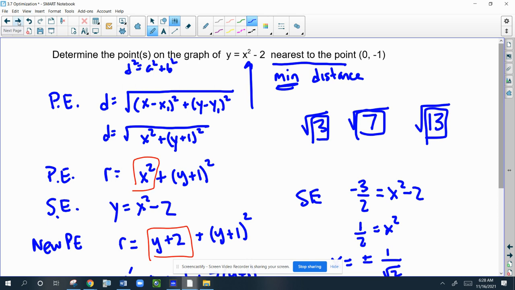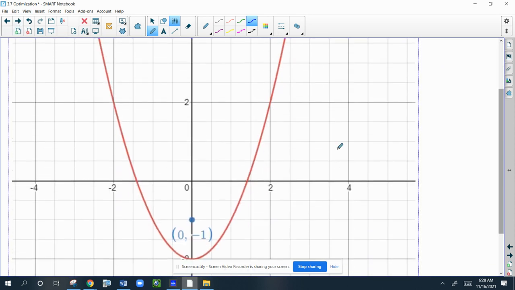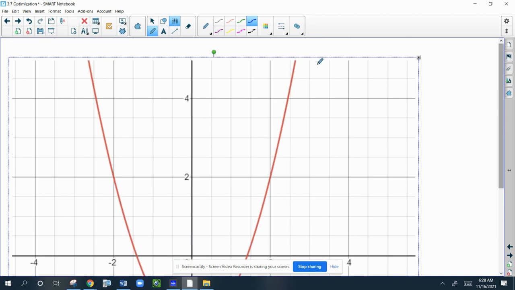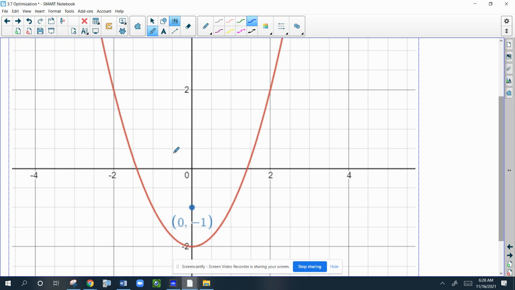So, the first thing I'm going to do is graph it. I used Desmos because it gives a nice and clear graph. This is the graph they gave us, y equals x squared minus 2. This is the point that we are looking at, 0 comma negative 1. And the question was, find the points on this graph that are nearest to that point. Well, this point is right on the axis of symmetry. So it makes sense that there'd be 2 points, one on the right side and one on the left side.